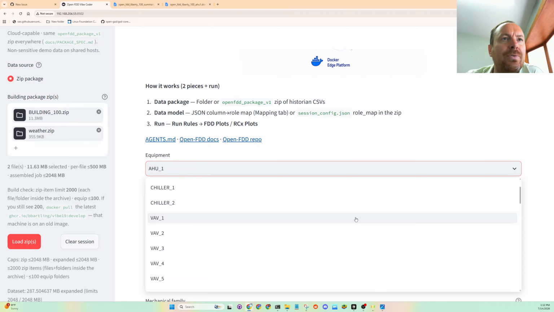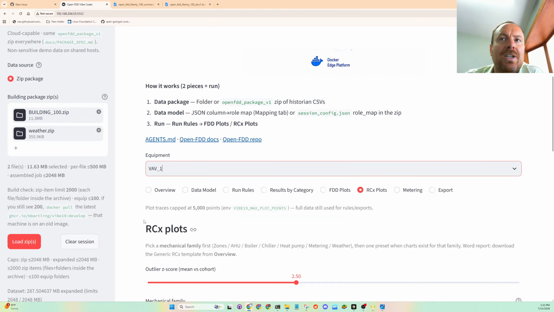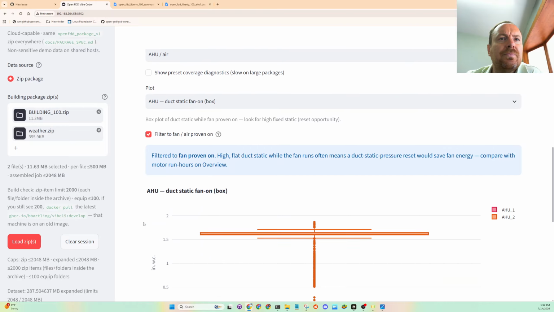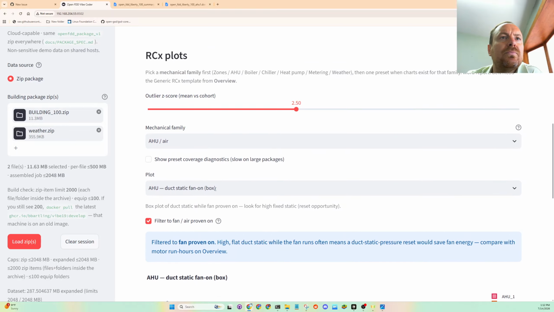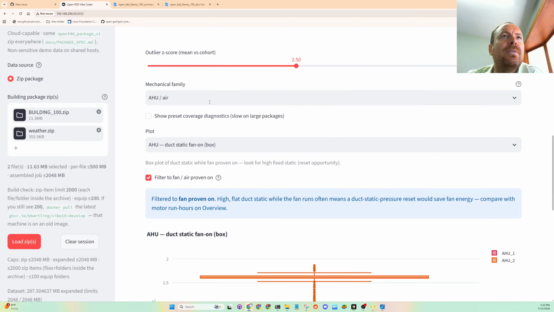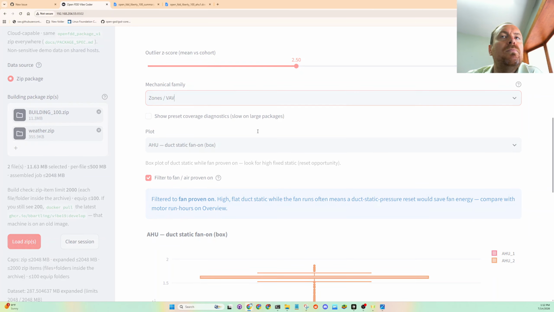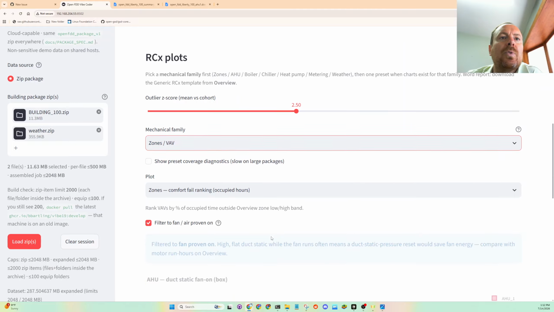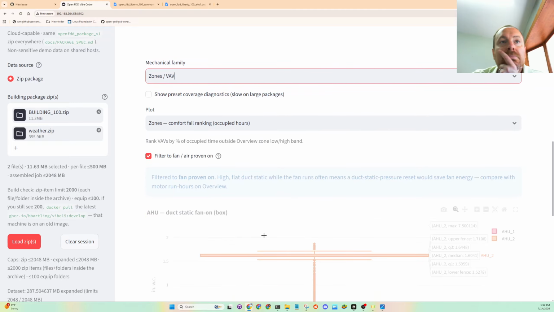Okay, so we can also drill into individual VAV boxes. I just haven't had time. Sorry, do we have that on this data set? Okay, so zones.